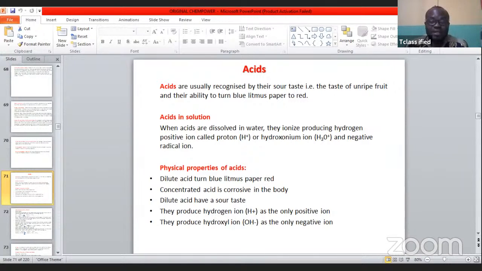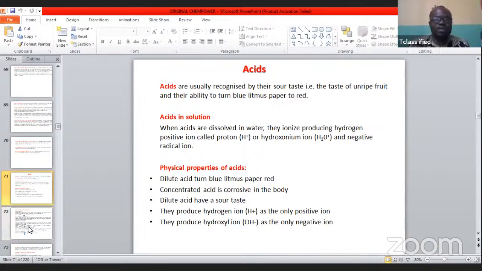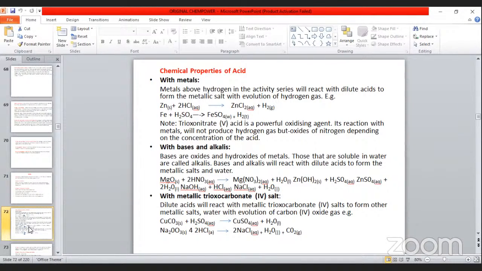Dilute acid has a sour taste, and it produces hydrogen positive ions, which are what we are going to be looking at when we are looking at pH calculations. The way we will structure our classes is that we are looking at the exam that you're likely to write. So as we are teaching, we want you to get closer to what you expect to see in your exam, okay?